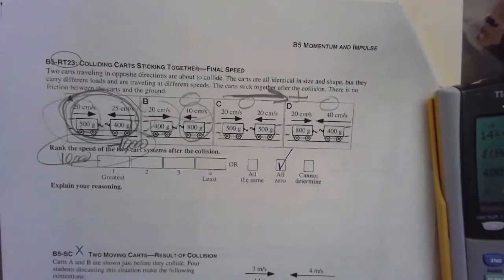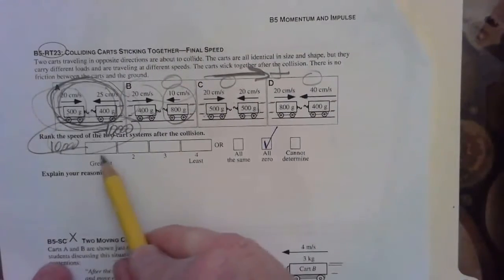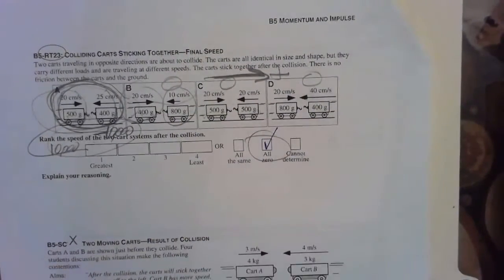Now, if they bounced off, it's different. The speeds of the individual cars would possibly vary, but in this case, it's going to be all 0.